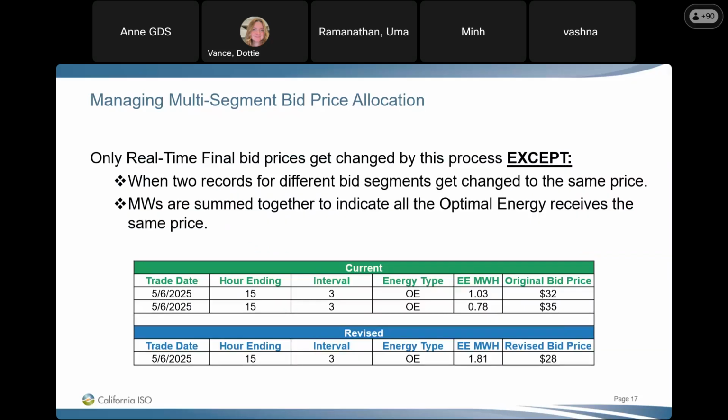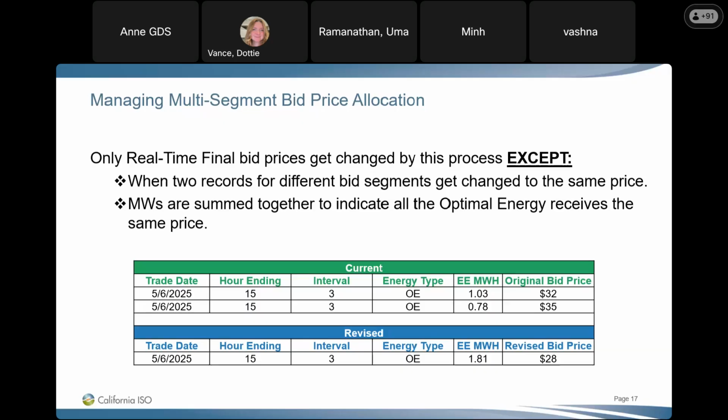I'm going to talk about how the revised bid prices are going to be applied when you have multi-segment bid price allocations. As everyone knows, whenever the resource submits a bid, there are multiple bid segment prices. So based on the dispatch, we calculate it. The revised prices are going to be applied only to the real-time final bid prices, except in this unique scenario. When two records for different bid segments get changed to the same price, we are going to sum the megawatts together to indicate the total optimal energy for that settlement interval.